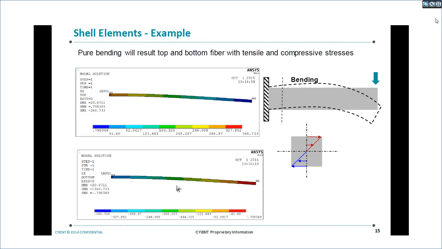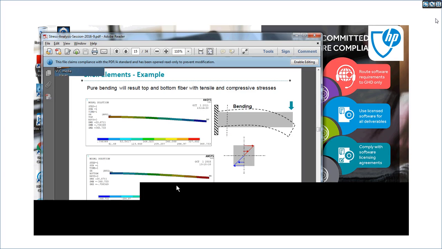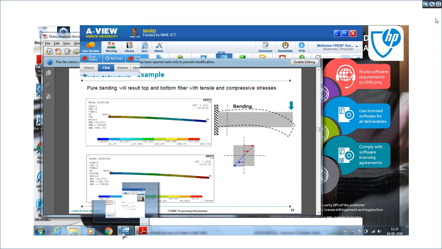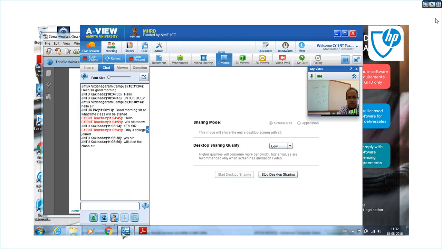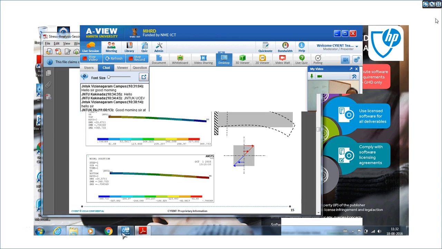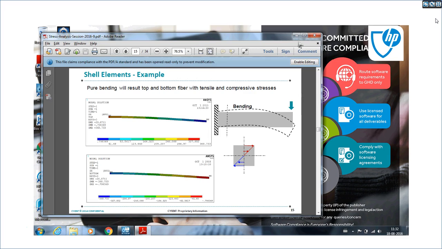So any questions? This is very important, shell elements. It is very easy to model shell elements, but it is very tough to understand the theory behind it. So if you have any questions, just let us know.